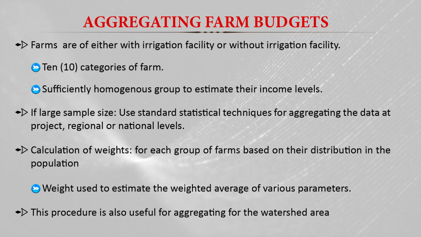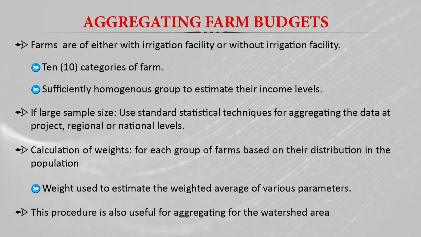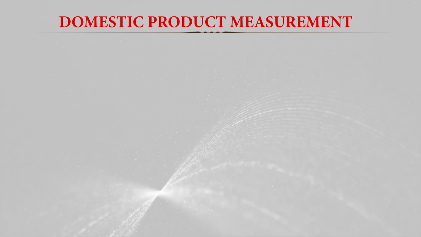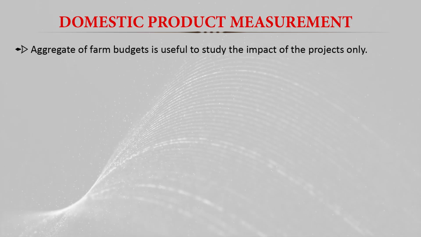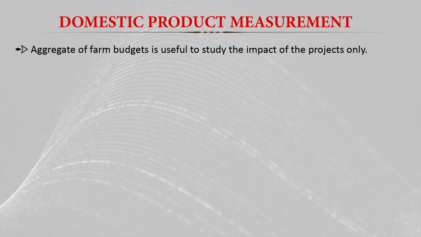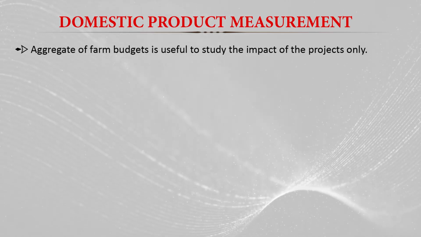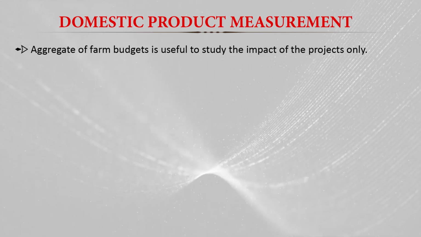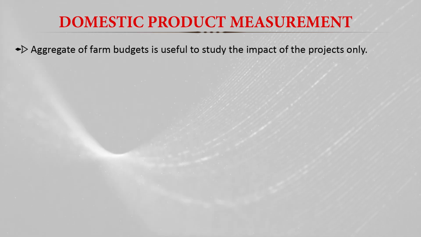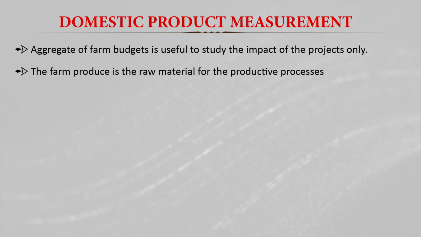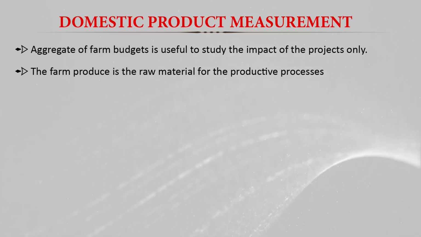Basically, a watershed area is beyond one or two districts, so here also we can apply this aggregation concept. Now we will move to the domestic product measurement, and it is very important. Basically, the aggregates of farm budgets are useful to study the impact of the project only. When we do the aggregation of the farm budget, we can find out the impact of the project in the project area only.